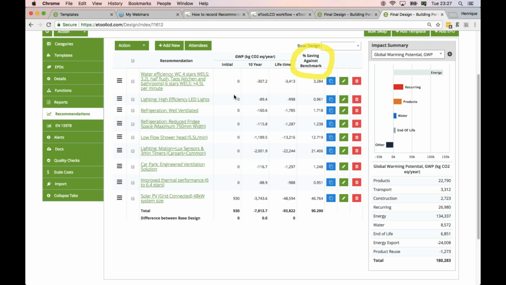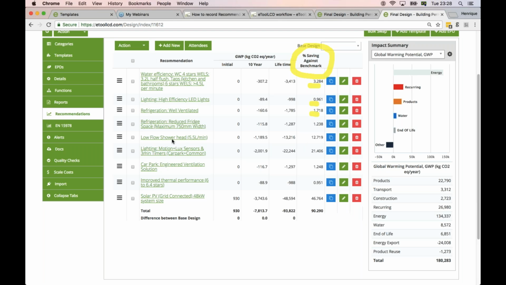So you can see for this example here, we have a list of different design changes that we can discuss with the design team. And for each design change, we have a percentage here. So this one is 3%. This one is not even 1%, 0.96. Well-ventilated refrigeration space, 1.7%. So you can see they vary significantly.